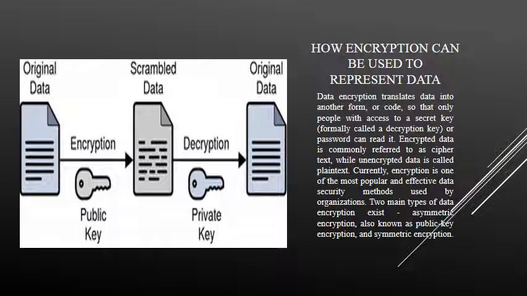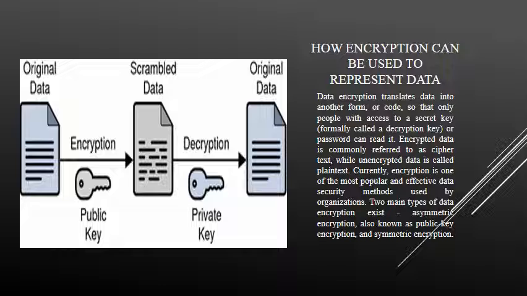How encryption can be used to represent data. Data encryption translates data into another form or code so that only people with access to a secret key, formerly called a decryption key or password, can read it. Encrypted data is commonly referred to as ciphertext, while unencrypted data is called plaintext. Currently, encryption is one of the most popular and effective data security methods used by organizations.